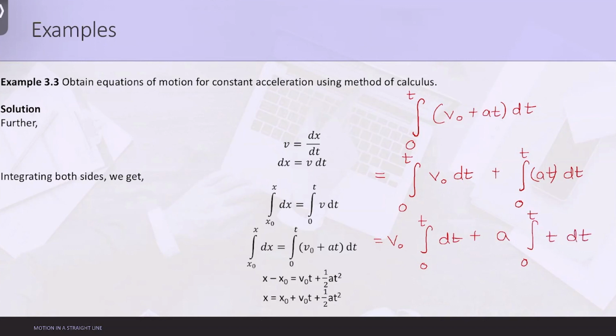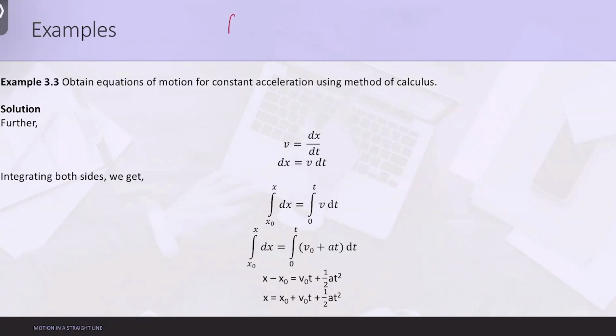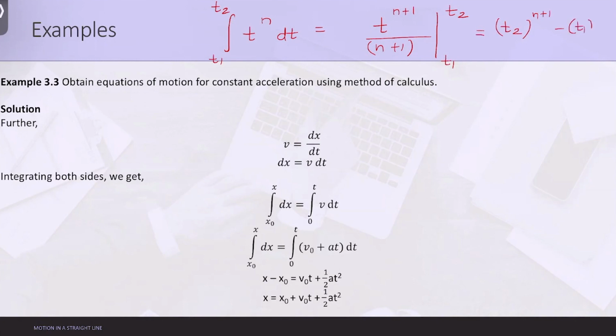Now another rule I will explain to you. The integral, let's say from 0 to t only, or let's make it more general, the integral from t1 to t2 of t to the power n dt is nothing but equal to t to the power n plus 1 upon n plus 1, with limits t1 to t2. So I will write this as t2 to the power n plus 1 minus t1 to the power n plus 1, all upon n plus 1.